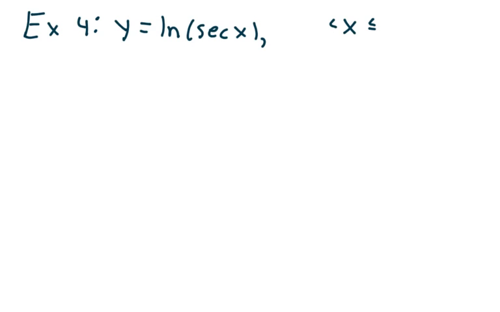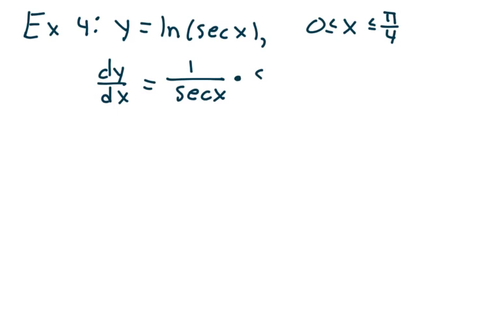If we take a look at example 4, suppose I give you y equals natural log of secant x, and x is between 0 and pi over 4. So dy dx is 1 over secant x times secant x tangent x. But this is equal to tangent x.